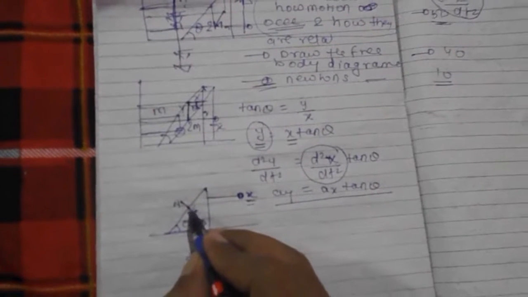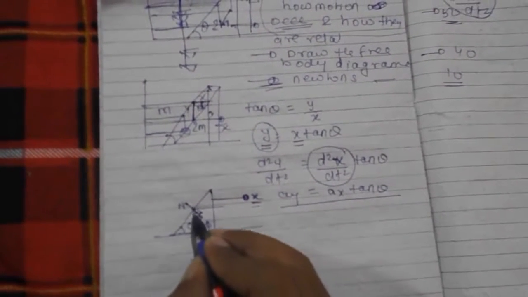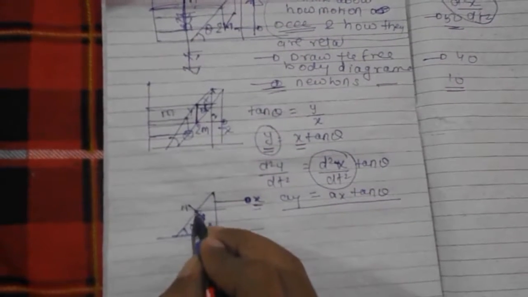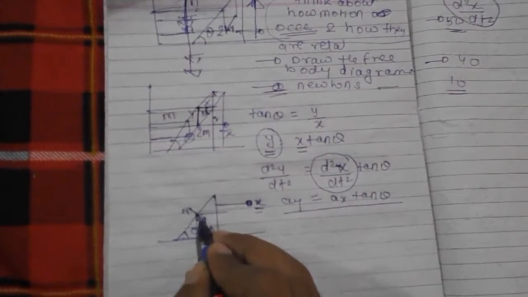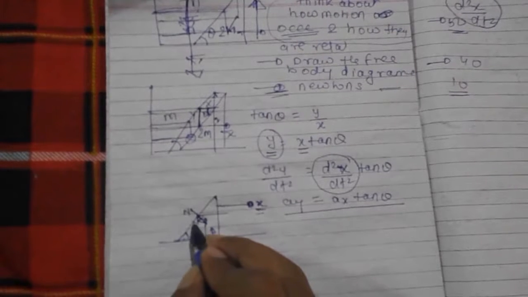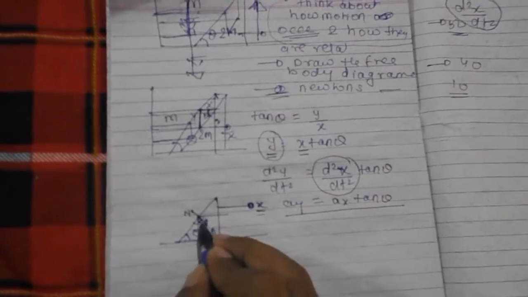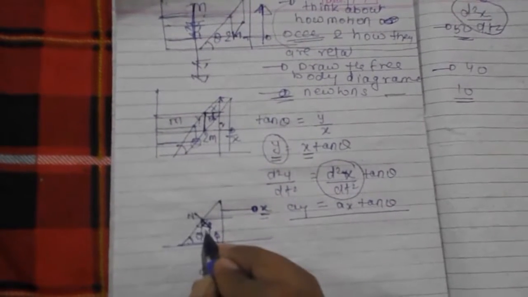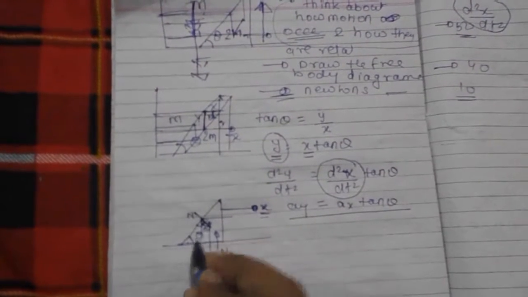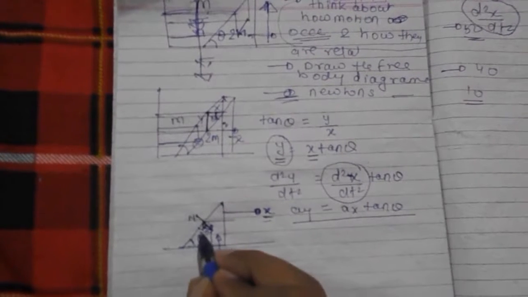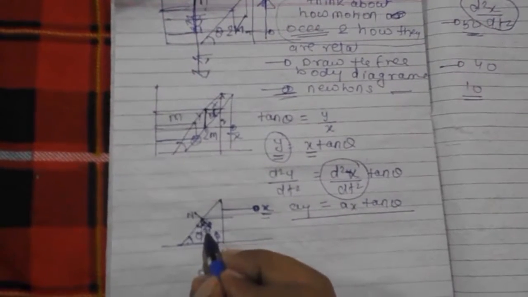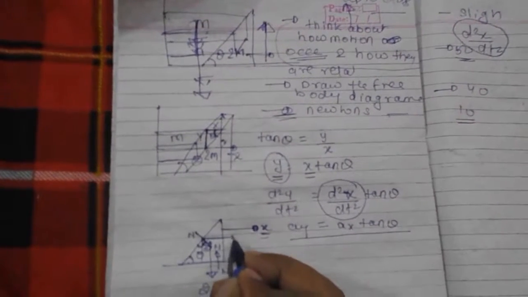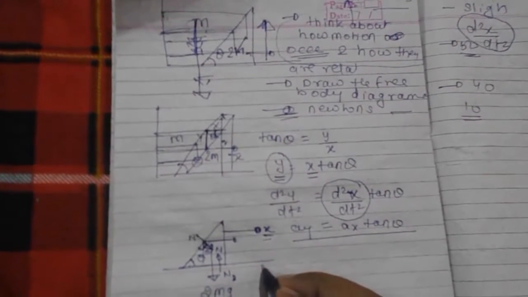Okay, so let me find the component of this force along this. This angle is theta, this angle will be 90 minus theta, and this total is 90, so this angle will be theta. So what I get is N sin theta in this direction.